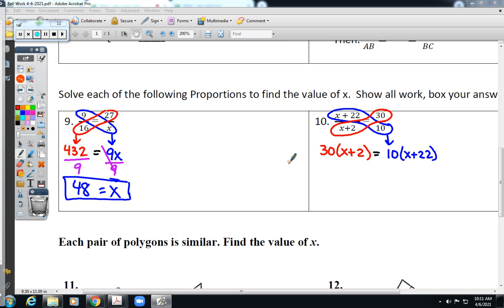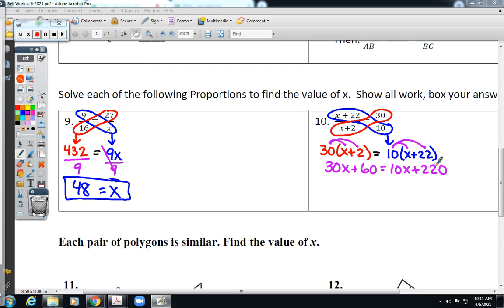Okay? That is an equation that everyone in here knows how to solve. What's the first step in solving that equation? Distribute. Very good. We do 30 times x and 30 times 2, 10 times x and 10 times 22. Okay, so 30x plus 60 equals 10x plus 220.